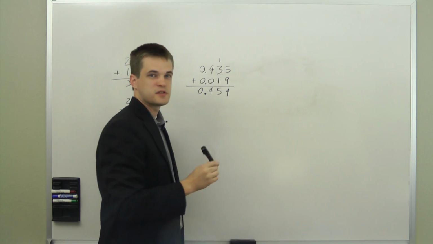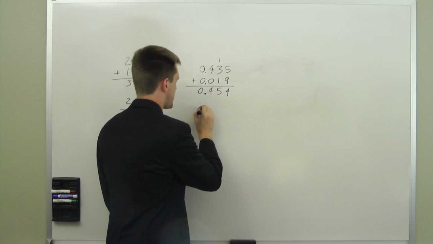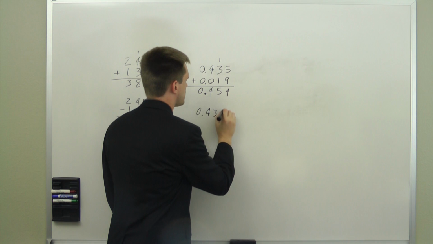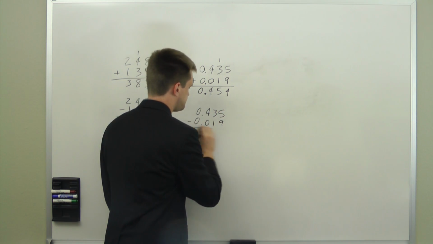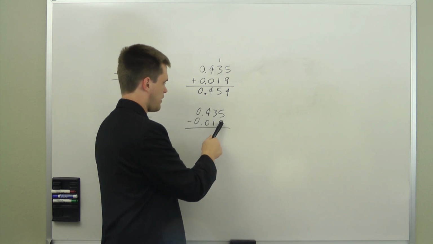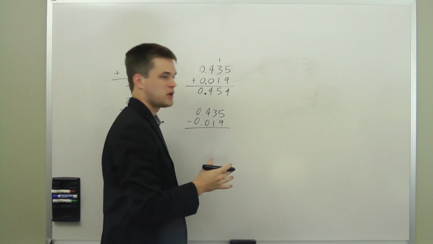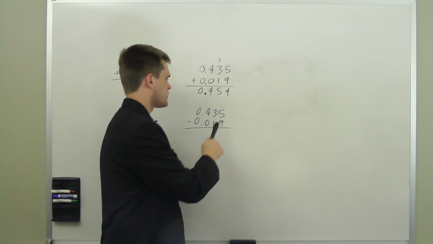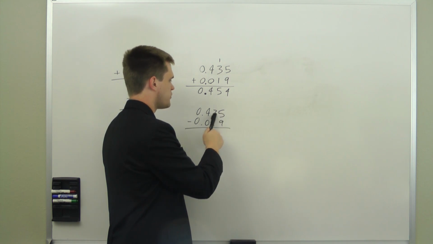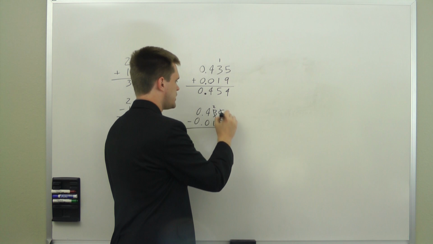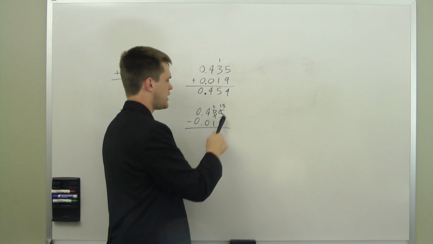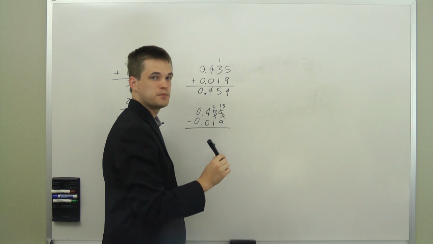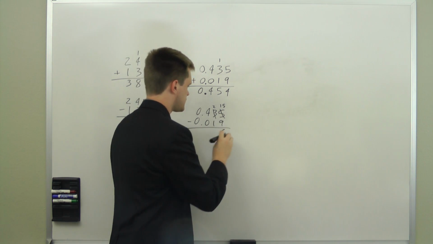We'll once again take the same 2 decimals and do subtraction. So 0.435 minus 0.019. Now we have 9 minus 5. Unfortunately, that's a negative number, so we have to borrow a 1 from over here. So this 3 is going to become a 2, and this 5 is going to become a 15. And so now we have 15 minus 9. And that gives us 6.